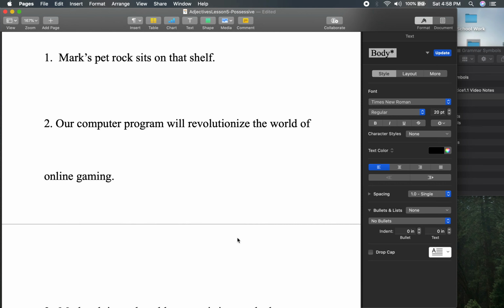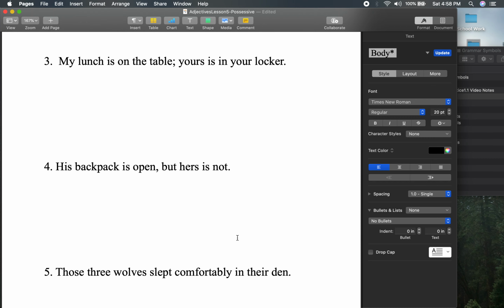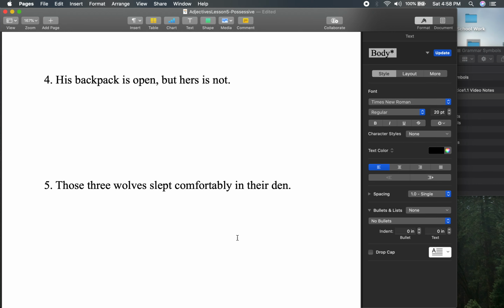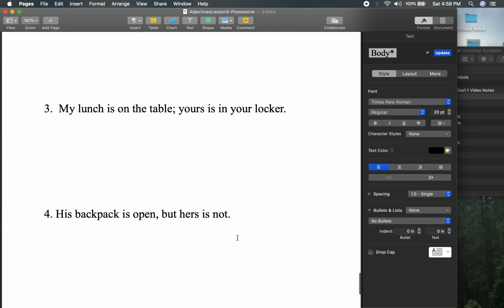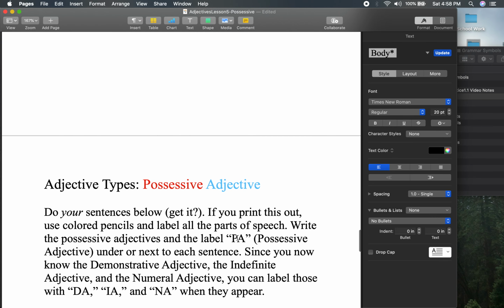Mark's pet rock sits on that shelf. Our computer program will revolutionize the world of online gaming. My lunch is on the table. Yours is in your locker. His backpack is open, but hers is not. Those three wolves slept comfortably in their den. So you have 5 follow-up questions as usual.